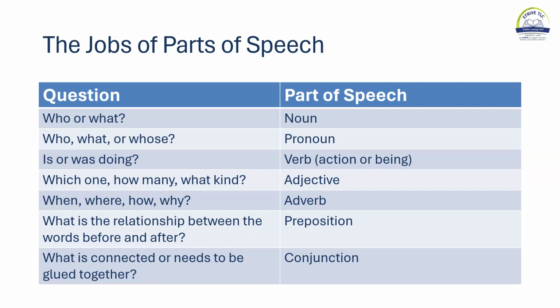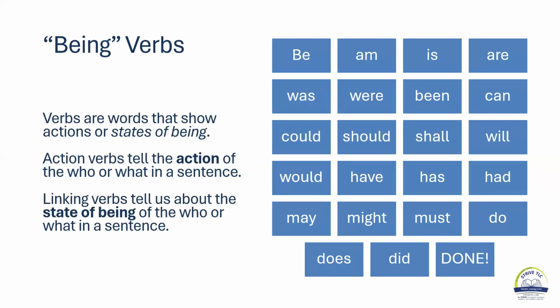Prepositions, what is the relationship between the words before and after? And conjunctions, what is connected or needs to be glued together? One of the things that I know students struggle with sometimes is finding those state of being verbs. Action verbs are pretty easy to find, but this is one thing my fifth grade teacher did for me to help me remember that these state of being verbs are a really important part of a sentence.